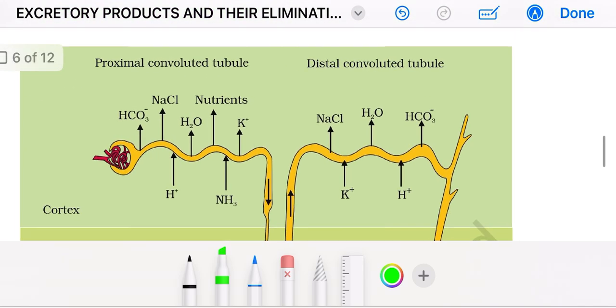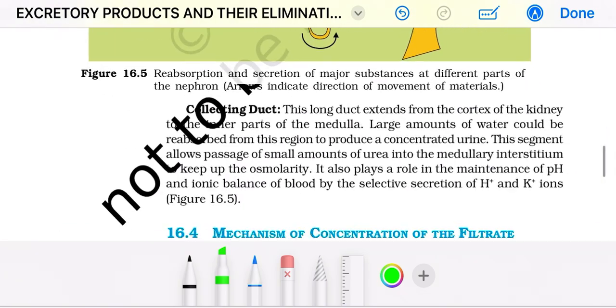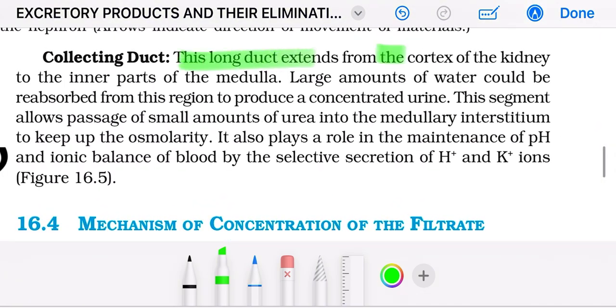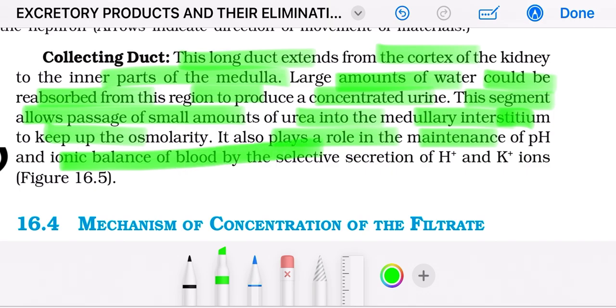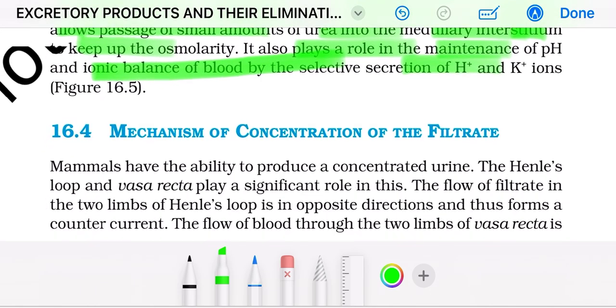Now moving ahead is the collecting duct. This long duct extends from the cortex of the kidney to the inner parts of the medulla, and a large amount of water could be reabsorbed from this region to produce a concentrated urine. This segment allows the passage of small amounts of urea into the medullary interstitium to keep up the osmolarity. It also plays a role in the maintenance of pH and ionic balance of blood by selective secretion of H+ and K+ ions.